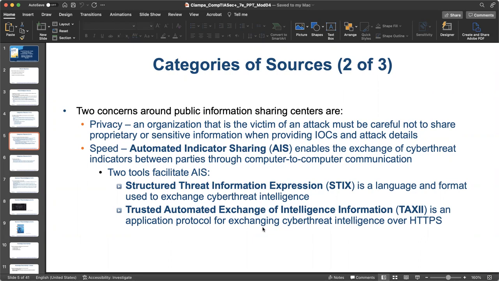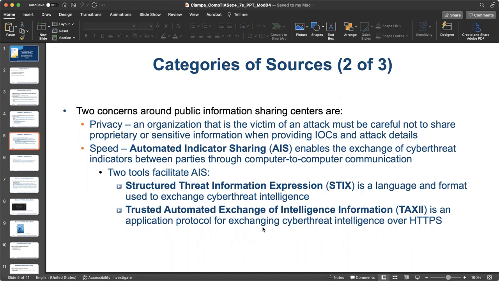So two tools facilitate this AIS. One is STIX, or Structured Threat Information Expression, which is a language and format used to exchange cyber threat intelligence. All information about a threat can be represented with objects and descriptive relationships between the objects. So STIX information can be visually represented, and this is a nice part about it, for a security analyst to view, or stored in a lightweight format so that it can be used by the computer itself.